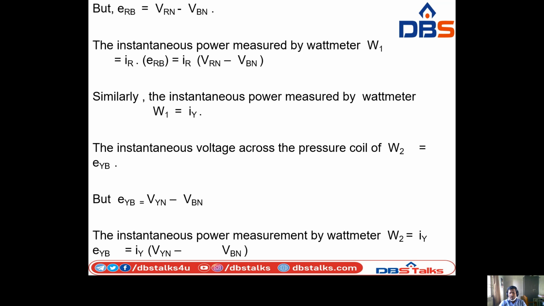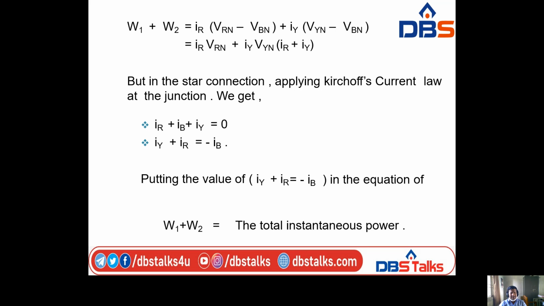Similarly, for wattmeter W2, the current is IY and the instantaneous voltage is EYB, therefore EYB is equal to VYN minus VBN. The instantaneous power of wattmeter 2 is IY into EYB, that is IY into (VYN minus VBN). Now the sum of the two powers measured by W1 plus W2 is IR into (VRN minus VBN) plus IY into (VYN minus VBN), that is IR VRN minus IR VBN plus IY VYN minus IY VBN.